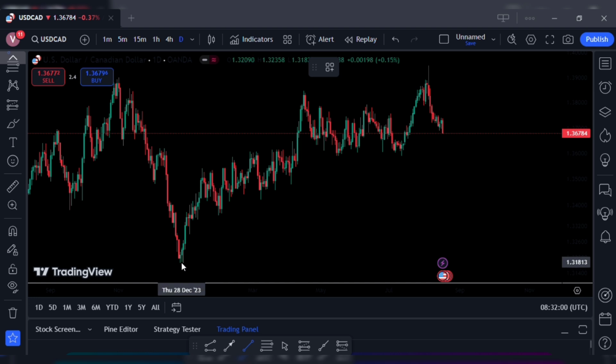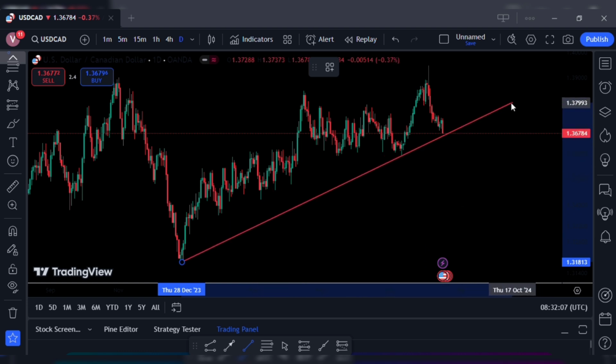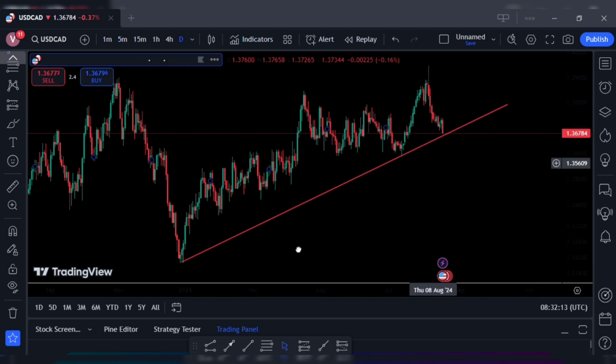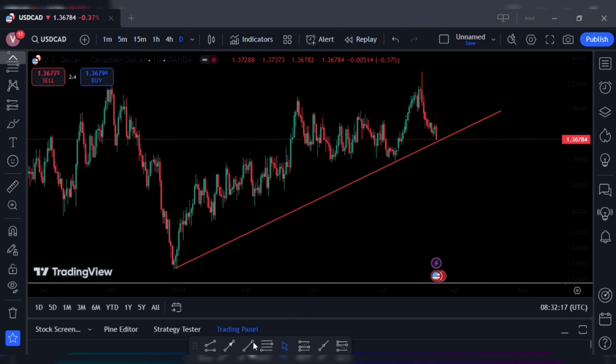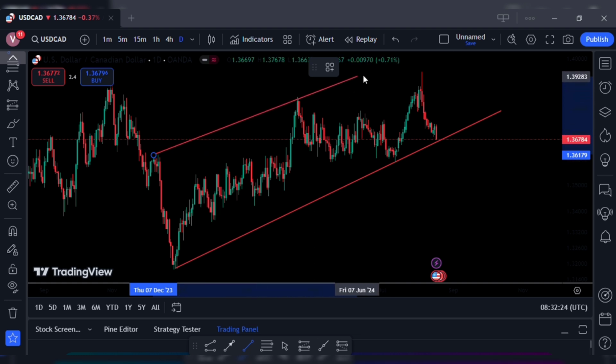So, you know how we do it? We start our analysis from the daily time frame, you understand? A top-down analysis. We start from the daily time frame. I can clearly see a very nice bearish pattern.